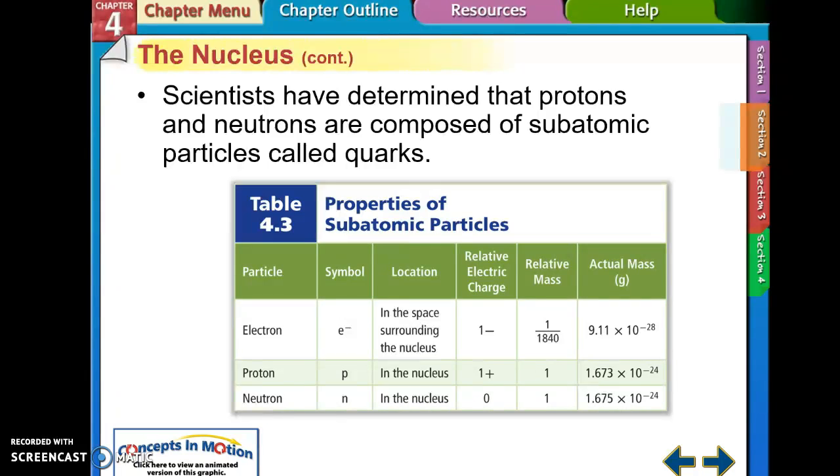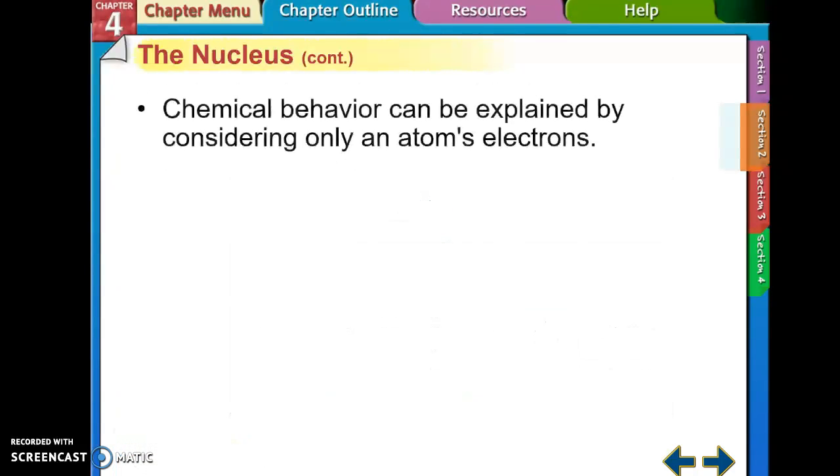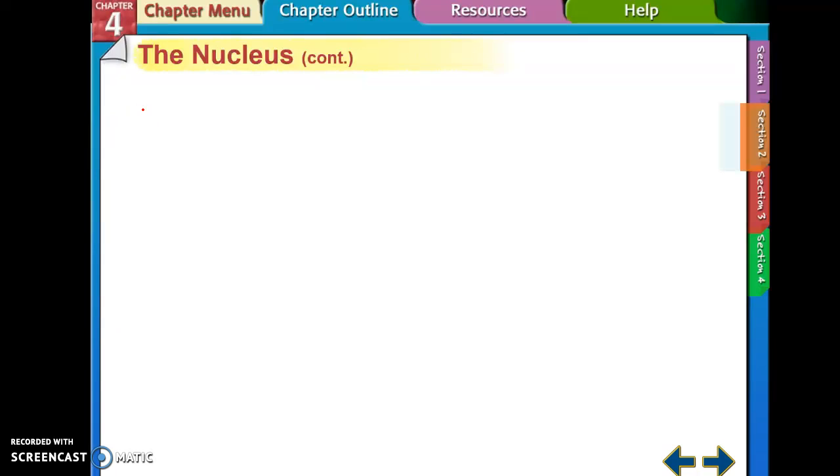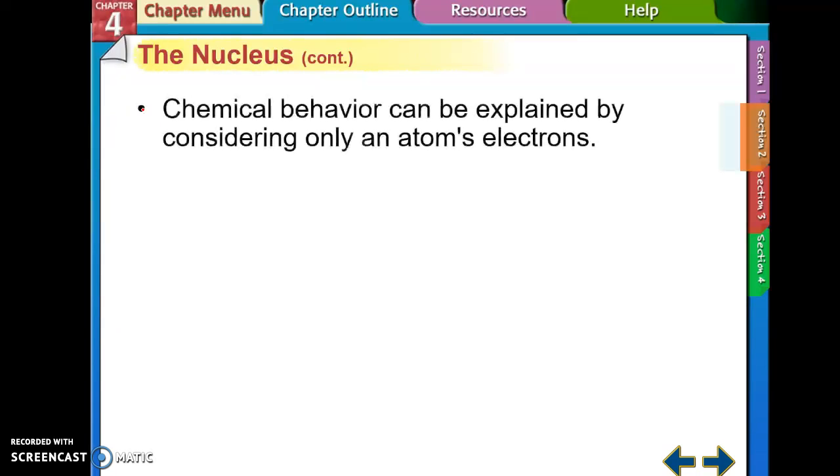So the electron is negative, the proton is positive, and the neutron is neutral. If you look at this, protons and neutrons are each about 1 atomic mass unit, and the electron is a fraction of 1,840. So it's really, really, really small. So when I'm looking at an atom, its behavior is going to be explained not by its neutrons, but by its electrons. That is going to be really important.